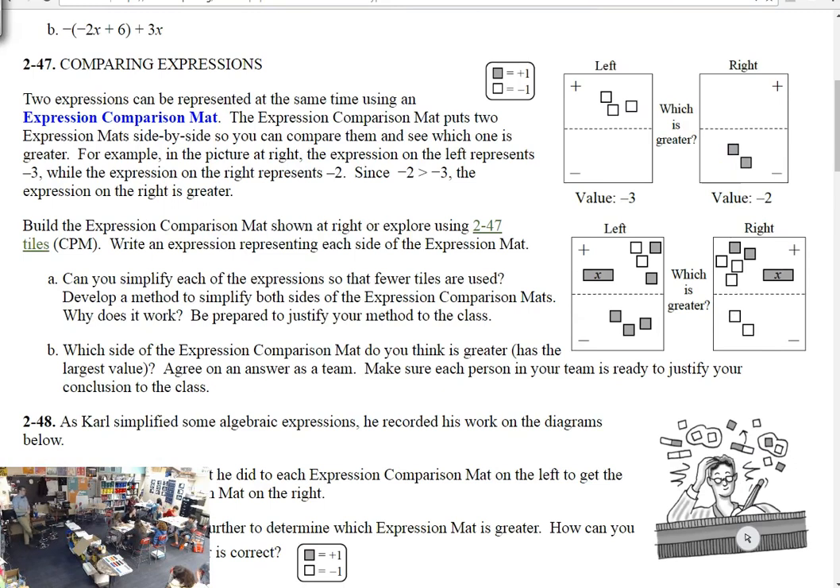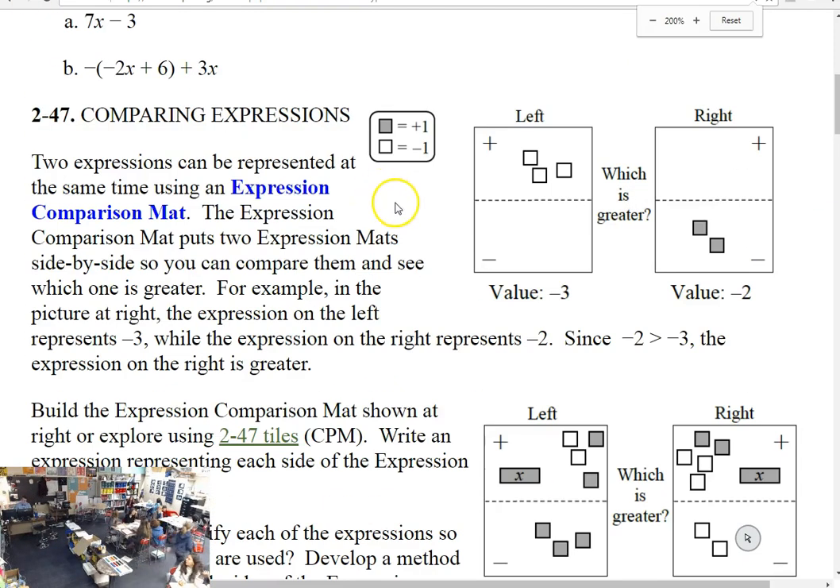Look at your half sheet. No, 49 is on the half sheet. Sorry. So if you want to make this, you could, but I don't think we need to, and it also tells us what it is. If we compare left expression mat to right expression mat, remember empties are negatives, filled-ins are positives, but this is the opposite of positive 2. So we have negative 3 versus negative 2.